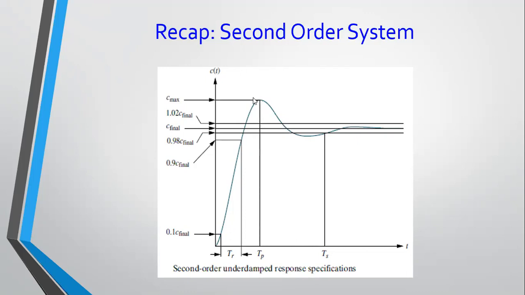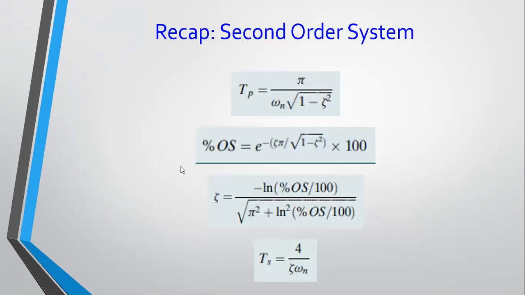Then you have peak time, the time at which you get the maximum value, and settling time, which has a certain criteria attached. In this case, it's a 2% criteria. So the settling time is the time it takes the system to reach, and stay within, 2% of its final value. Okay. We derived all these expressions in an earlier chapter, where you can find your peak time, your percentage overshoot, your damping ratio, and your settling time.